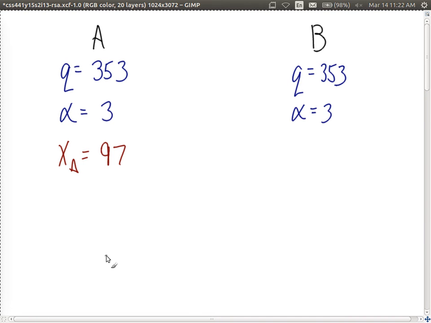B does the same thing independently, but we'll come back to B in a moment. After you've chosen your private value, don't tell anyone your value of X. Calculate Y. Use your calculator to calculate Y. You can see on the slides the equation for calculating Y. Y of A is alpha to the power of XA mod Q.